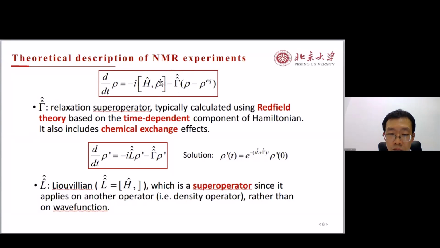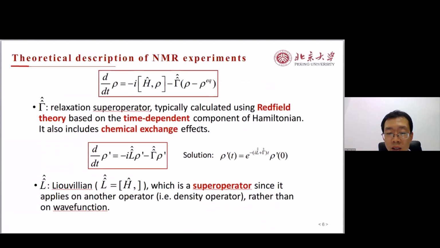But in this form, the solution is not very straightforward to obtain. So in order to solve this differential equation more easily, we can rewrite the top equation to this one at the bottom. Here we define what is called the Liouvillian, which is just the commutator with the Hamiltonian. If the differential equation is rewritten in this form, then the solution becomes much simpler. At least the formal solution is just the exponential of this Liouvillian plus the relaxation superoperator.